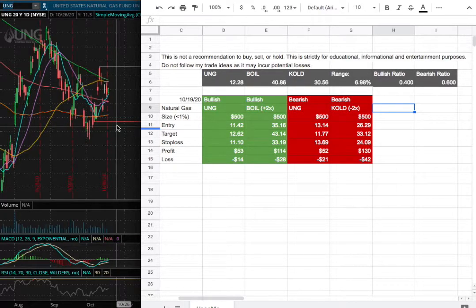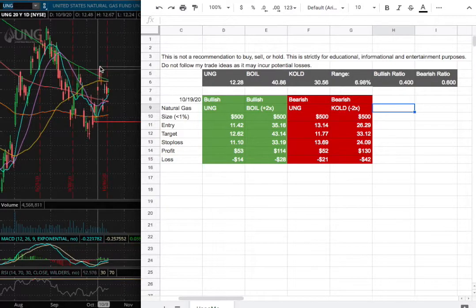On the other hand, if I were to open a short position, my entry will be at $13.14, and that coincides with the highs of October 12th. That will be my short entry, and my sell target will be $11.77, and my stop loss will be $13.69. So how did I develop these trade ideas?